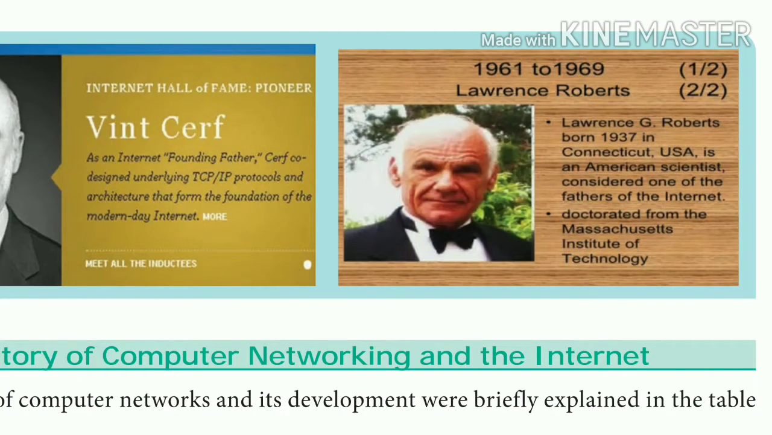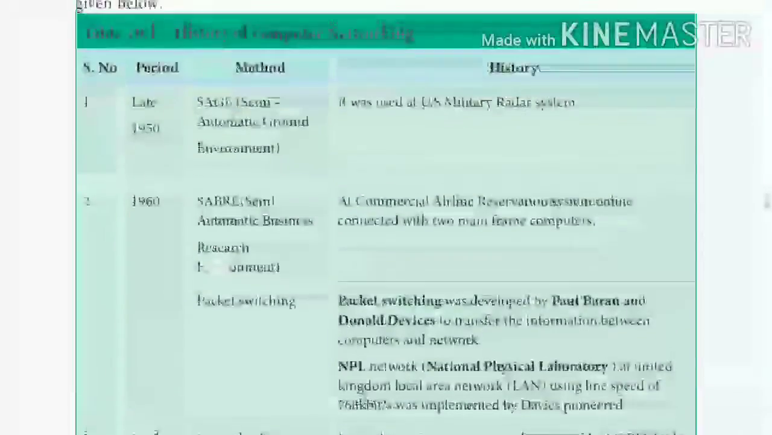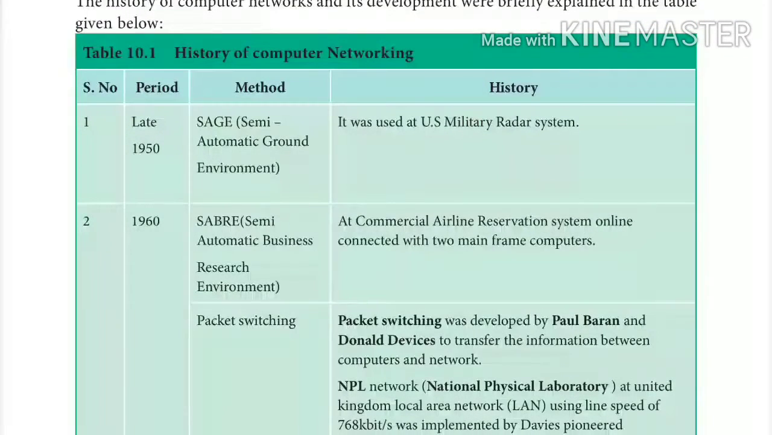Okay, so next is the history of computer networks. So in 1950, the first network, the method used to connect devices, is named SAGE, semi-automatic ground environment. Okay, semi-automatic ground environment. So it is used by the US military for radar systems.